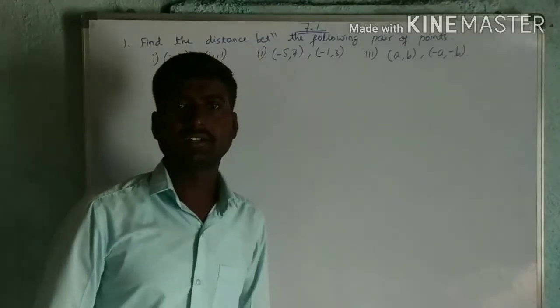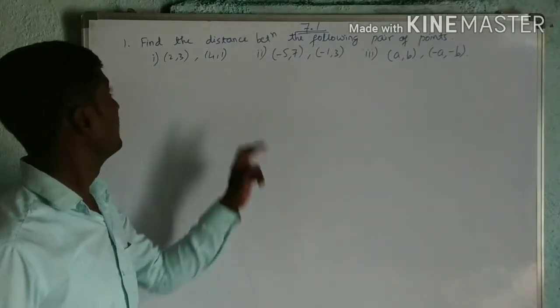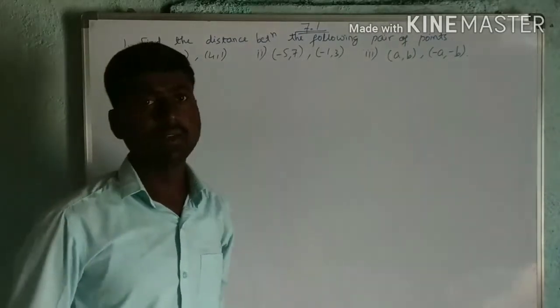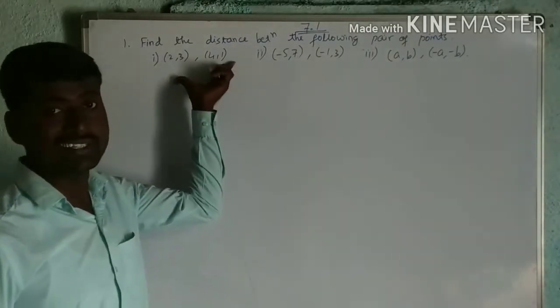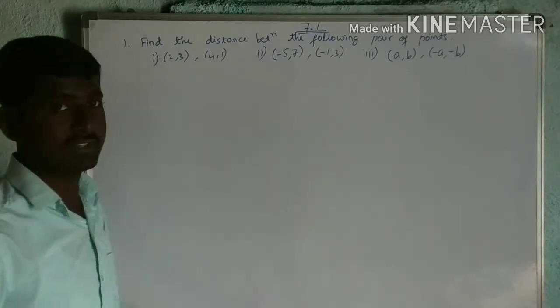Now let us start the exercise 7.1. In that one, first main, find the distance between the following pair of points. We have to find the distance between those pair of points. So let us solve the first one.